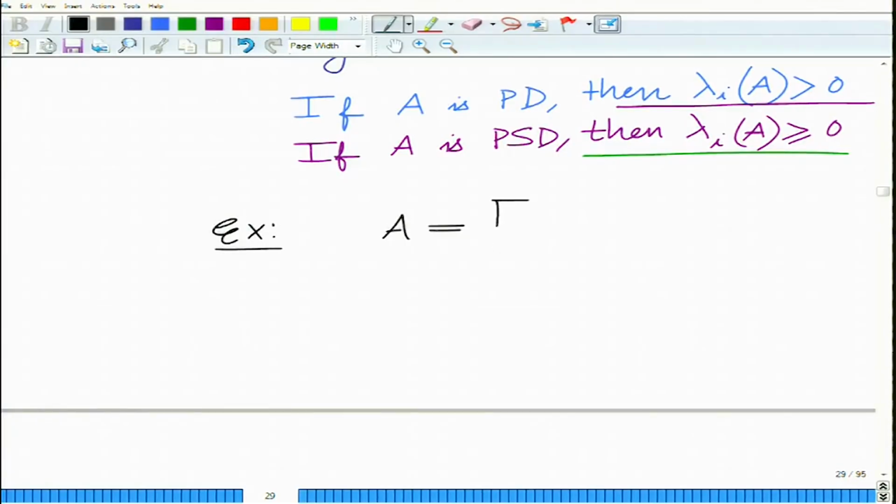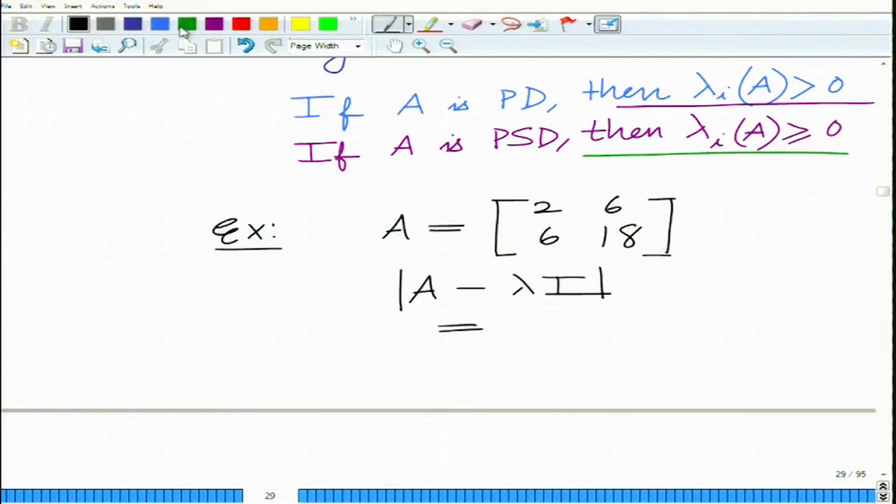A equals our matrix [2, 6; 6, 18]. Now, to calculate the eigenvalues, one has to consider the characteristic polynomial, the determinant of A minus lambda I, which is the determinant of [2 minus lambda, 6; 6, 18 minus lambda].